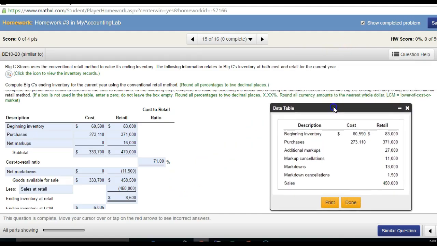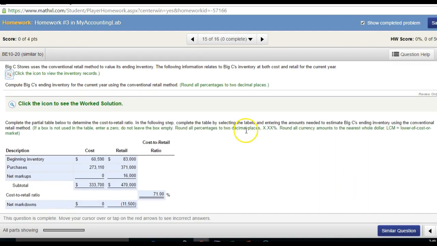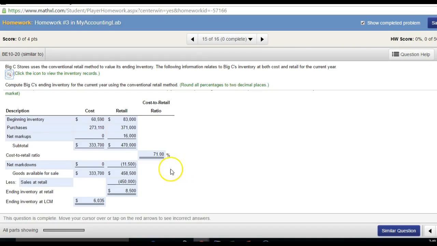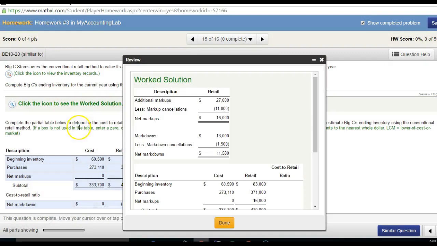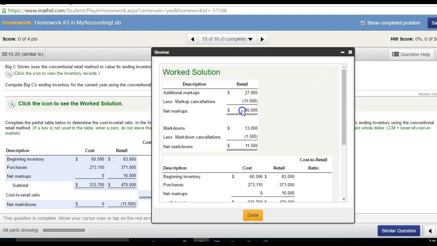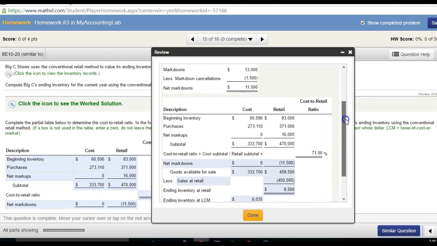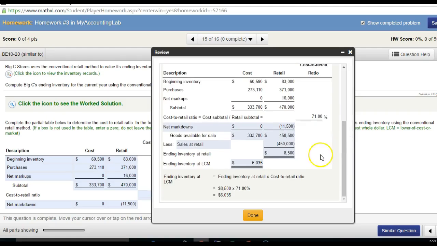You're given that sales at retail are 450,000. So your ending inventory on a retail side is 8,500. Simply take 71% of the 8,500 and your ending inventory is $6,035. Your cost of goods available for sale is $333,700. Essentially, here's your solution. Here's how you get your net markups and your net markdowns. Simply get the schedule right, and you'll get the answer right.